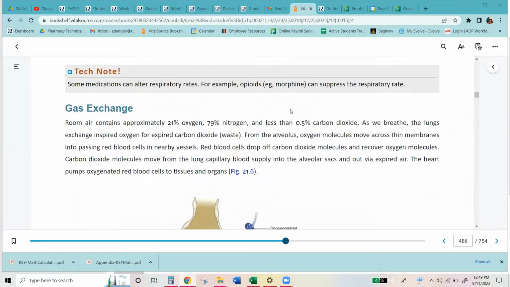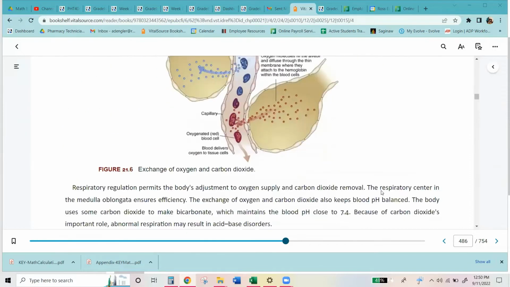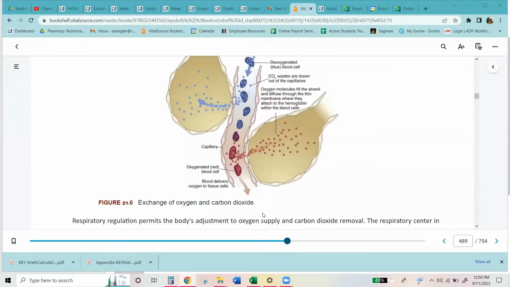Room air contains approximately 21% oxygen, 79% nitrogen, and less than 0.5% carbon dioxide. As we breathe, the lungs exchange inspired oxygen for expired carbon dioxide, which is waste. From the alveolus, oxygen molecules move across thin membranes into passing red blood cells in nearby vessels. Red blood cells drop off carbon dioxide molecules and recover oxygen molecules. Carbon dioxide molecules move from the lung capillary blood supply into the alveolar sacs and out via expired air. The heart pumps oxygenated red blood cells to tissues and organs. So here's an exchange of oxygen and carbon dioxide.